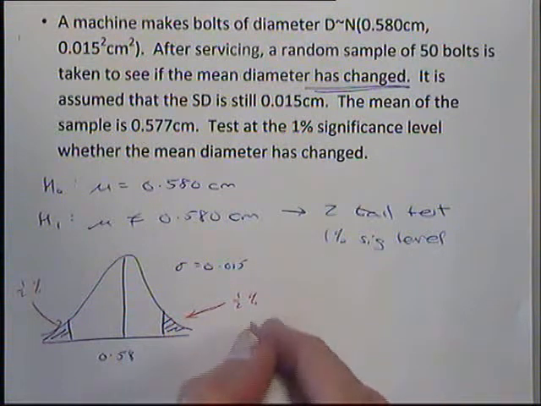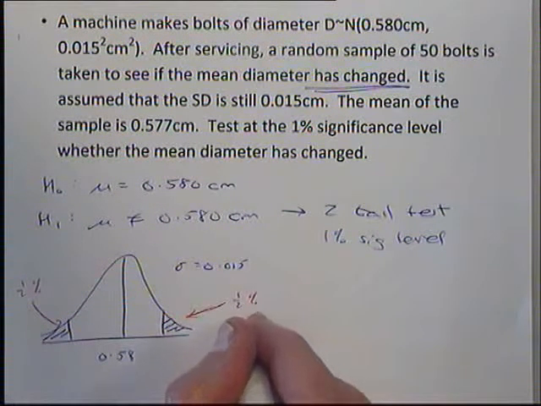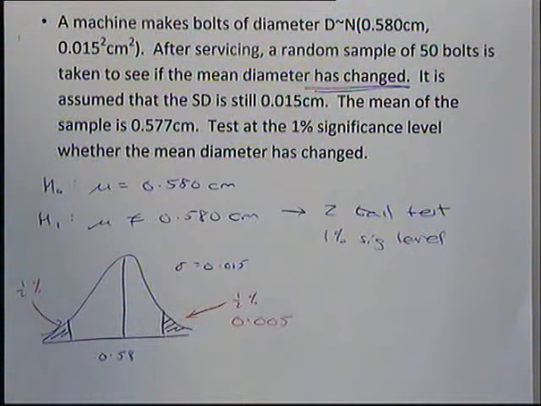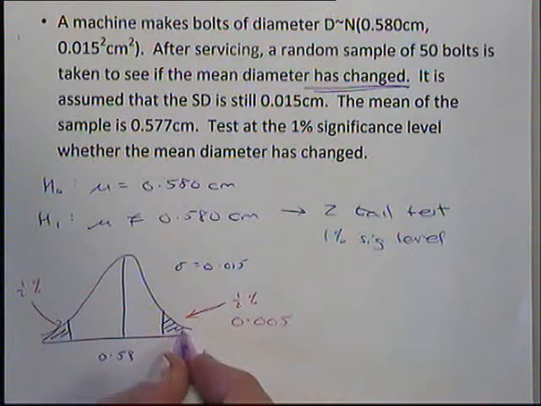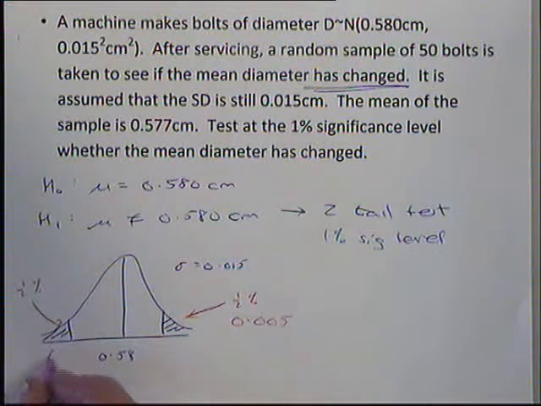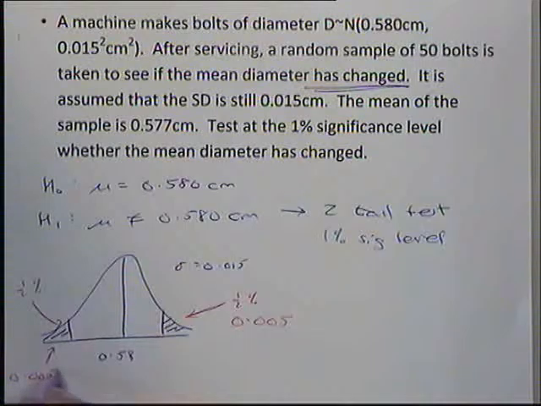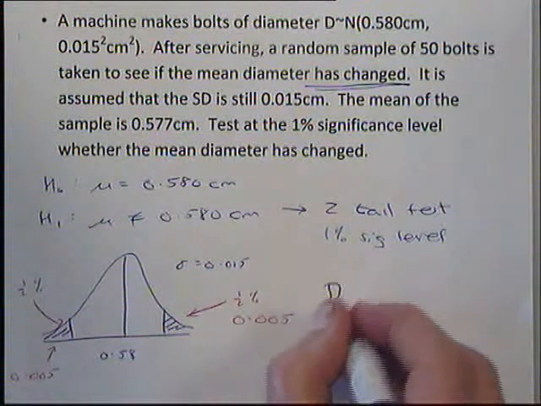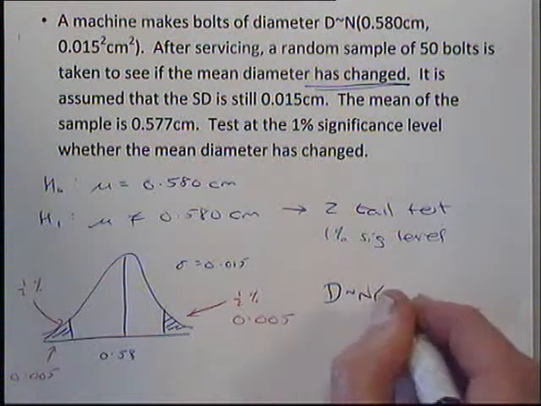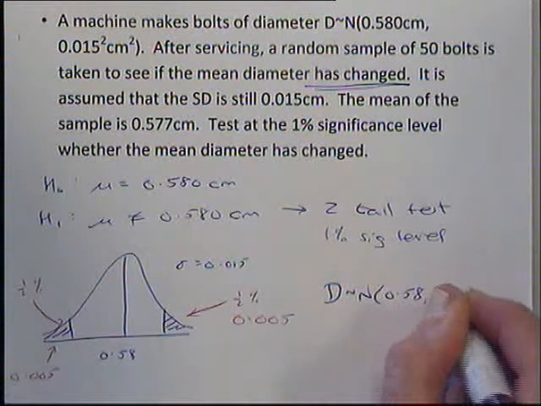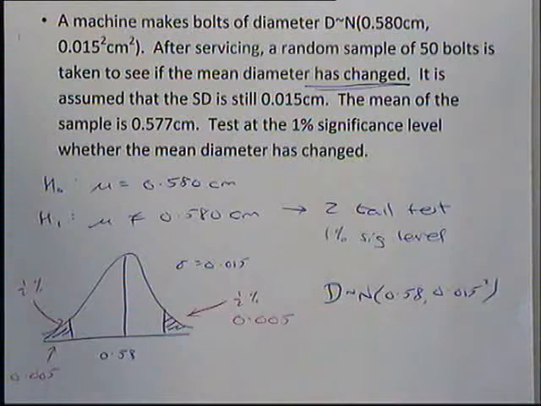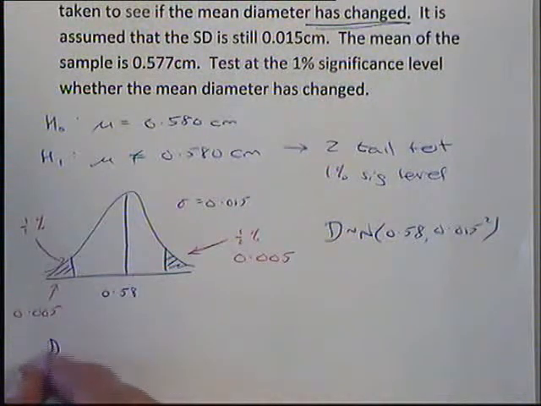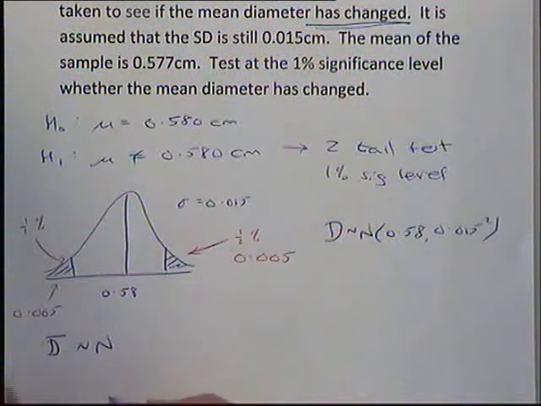What's 0.5% as a decimal? 0.005. Okay. So that is the area that there is in each of these tails. In that tail there, the area is 0.005. Right. D, they said, was normal 0.58, 0.015 squared. But we are looking at a mean, so we are interested now in the distribution of D bar.